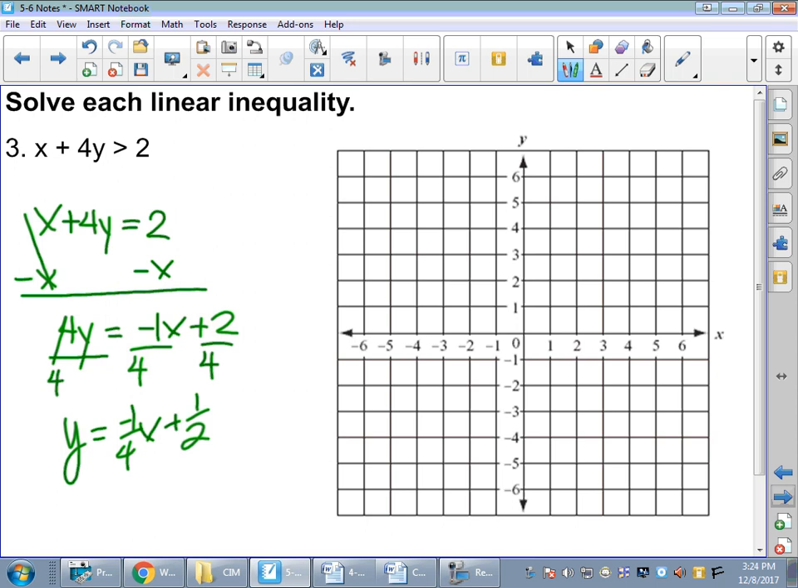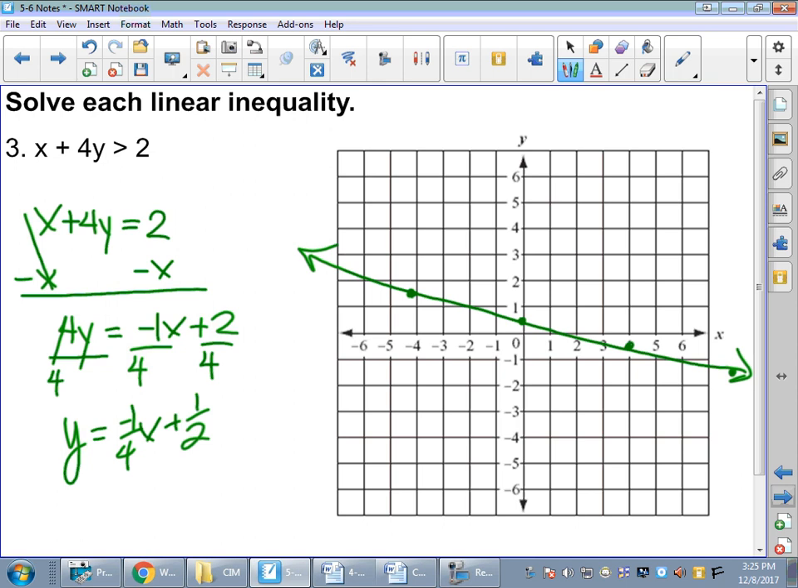Okay, it doesn't scare me that there's fractions, so I'm going to start my line at a half. And I'm going to go down 1 over 4. So I should be at the halfway mark. Down 1 over 4. Halfway through, 1, 2, 3, 4. Up 1, 4 to the left. And here's my boundary line. A 1/4 slope is not very steep. That's why it's almost horizontal.